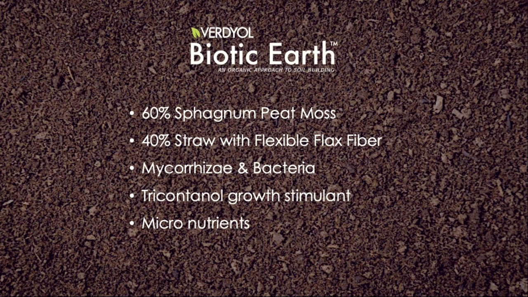This is our product, Verdyol Biotic Earth. It's an organic product. It's 60% sphagnum peat moss, 40% straw with flexible flax fiber. Well, there's a little percentage of mycorrhiza, bacteria, some growth stimulants, and micronutrients.